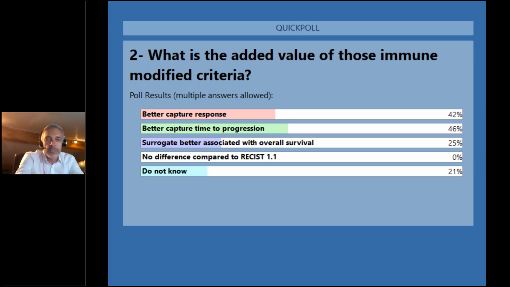We had several answers on many occasions here. Better capture response, better capture time to progression. Well, all of us know that there is a difference compared to RECIST 1.1, obviously. We will cover that as well.